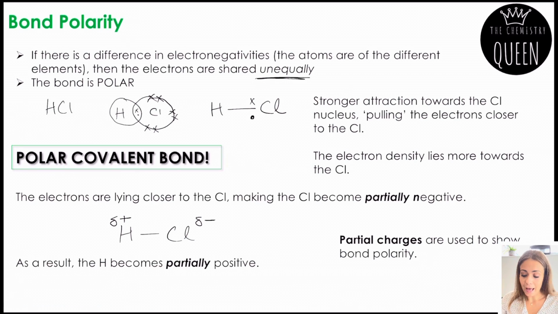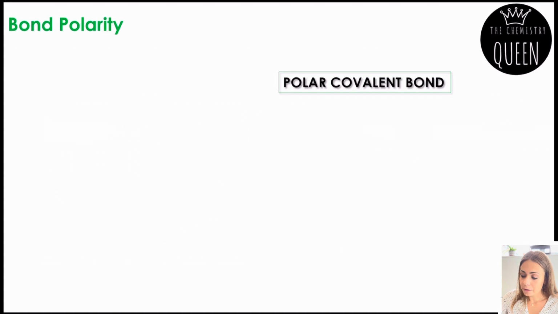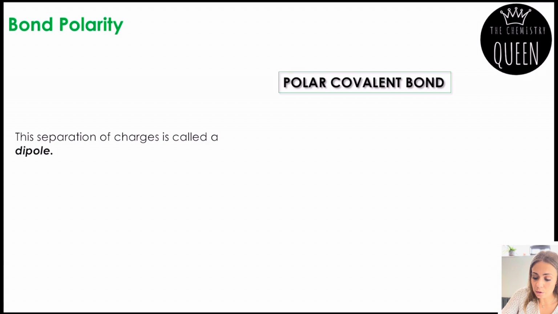As a result, the hydrogen becomes partially positive. The little delta symbols that I've used are called partial charges, and it's really important that we use these to show whether we think a bond is polar or not. So HCl will be described as a polar covalent bond.